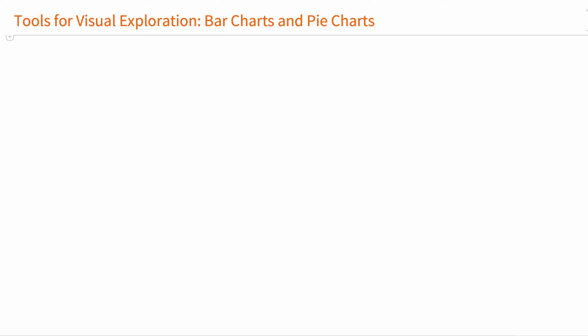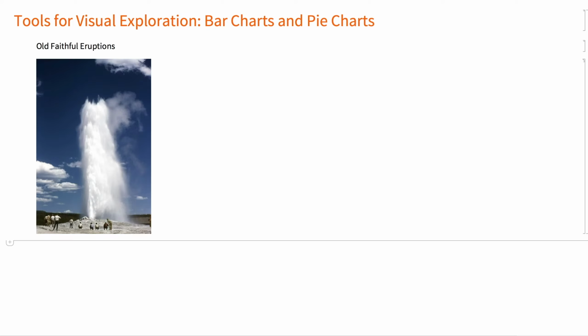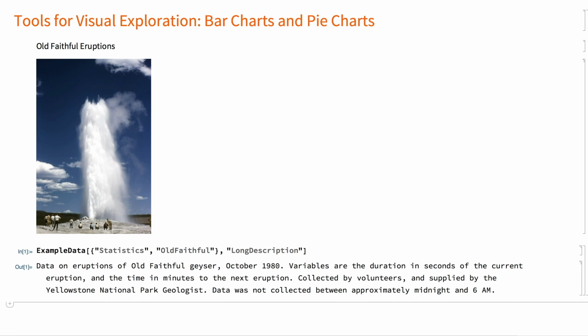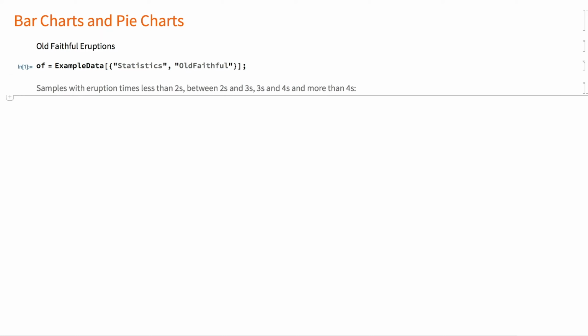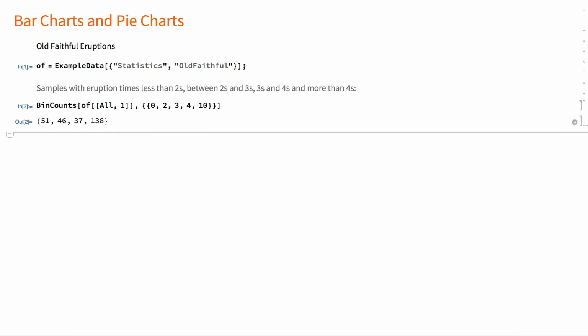Now let's look at bar charts and pie charts, 2 other common tools for visual explorations. We'll use the Old Faithful eruptions dataset, which provides the eruption time and the waiting time to the next eruption for the Old Faithful geyser. Let's focus on the durations of the eruptions, elements in the first column. We can group the samples into 4 specific bins: less than 2 seconds, between 2 and 3 seconds, 3 and 4 seconds, and more than 4 seconds.